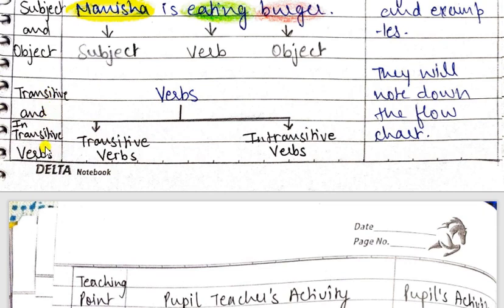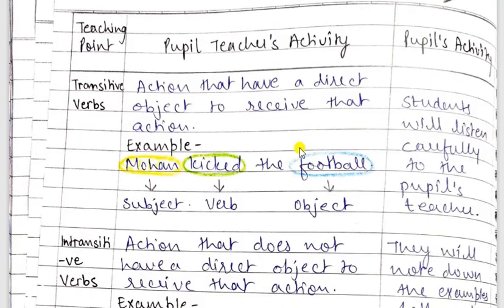So there are two types of verb. Now you will make a flow chart on the blackboard and tell students about transitive and intransitive verbs. Then about transitive verbs, you are going to again write the definition. At certain period of time, students will be listening to you carefully. They will note down in their copies, in their notebooks as well, so that particular thing you can also write.